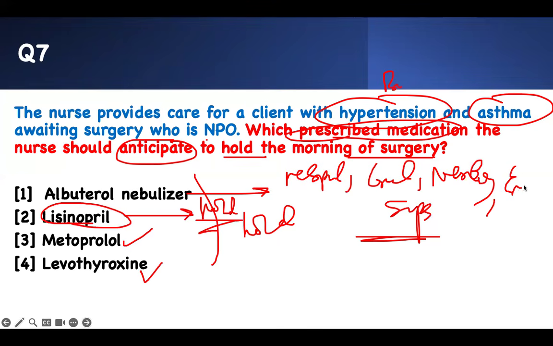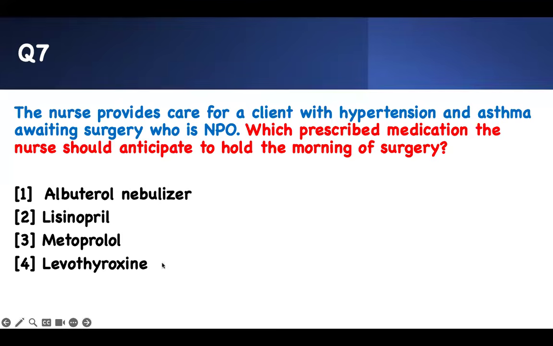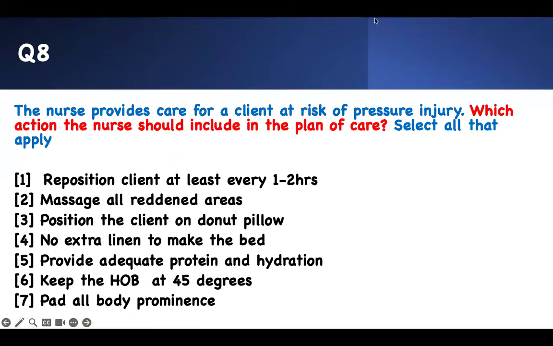So this is endocrine. I'll add endocrine here. So endocrine, neuro, cardiac, and respiratory medication should be given. Lisinopril has a reaction with anesthesia, so that one needs to be held. That is the content for that one.